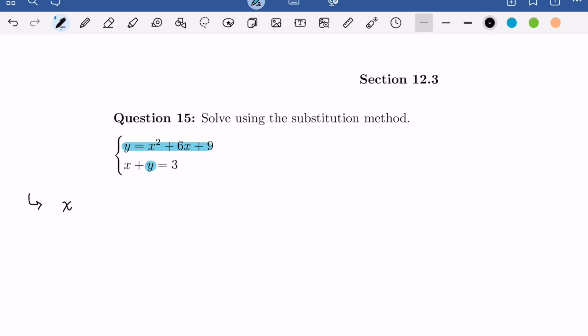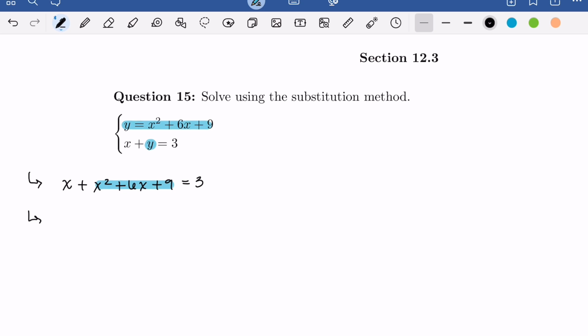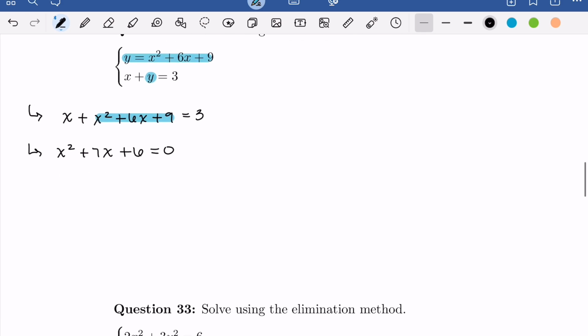So we're going to have x plus our y value, which is x squared plus 6x plus 9, and this is going to be equal to 3. Again, just to emphasize, we're just plugging in that y value. Now we can combine like terms. We're going to have x squared plus 7x, combining this x and this x term, and then we're going to subtract 3 on both sides of our equation. So we're left with plus 6 as our last term, and 0 on the right-hand side. Now we can easily factor this.